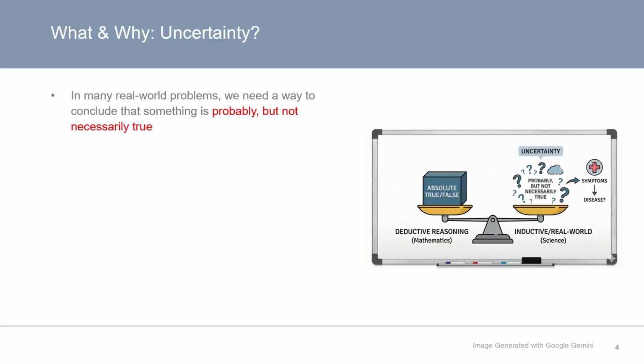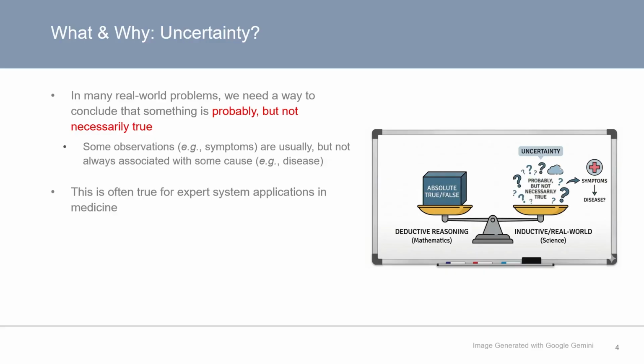Let's start with uncertainty. So first off, why do we care about uncertainty? Many real-world problems need a way to conclude that something is probably, but not absolutely or necessarily true. For example, some observations, such as symptoms, are usually but not always associated with some cause or some specific disease. This is often true in many applications of expert systems across the field of medicine.